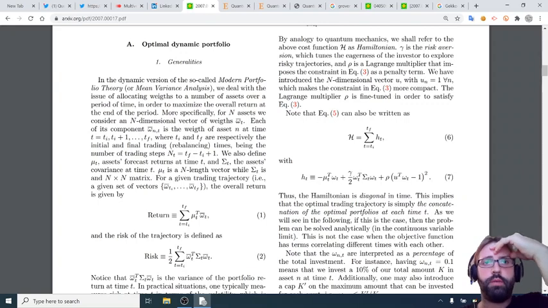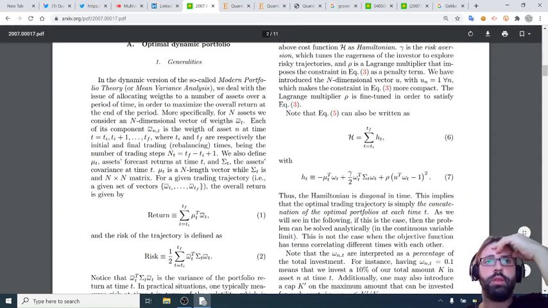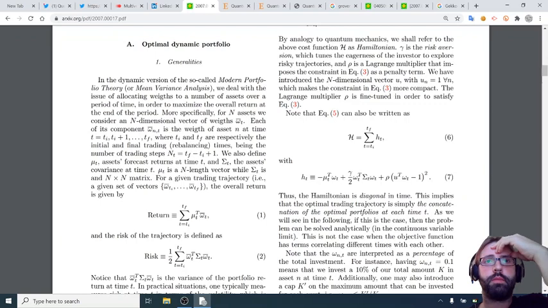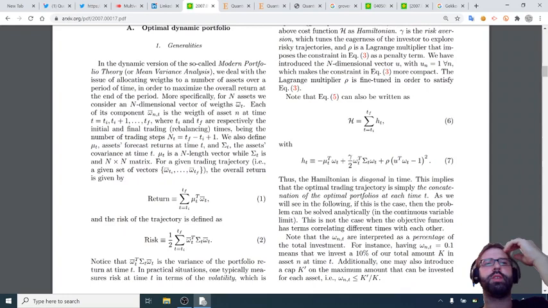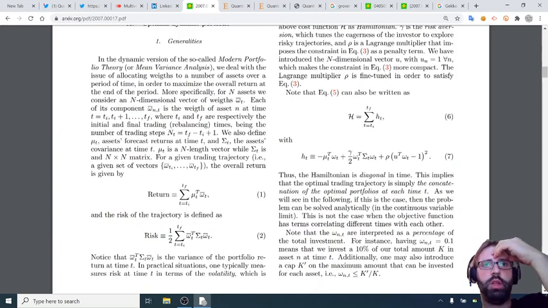the sum of, so this was the covariance. So notice that this is the variance of the portfolio return at time t. In practical situations, one typically measures risk at time t in terms of volatility. So if this is the variance of the portfolio, and then they just go and say half the variance.